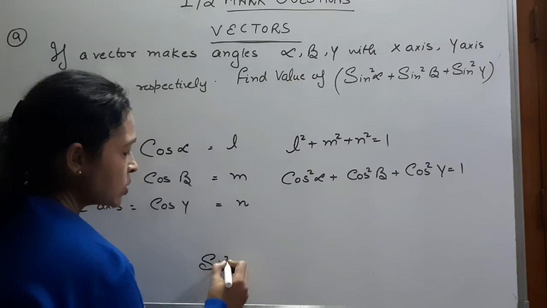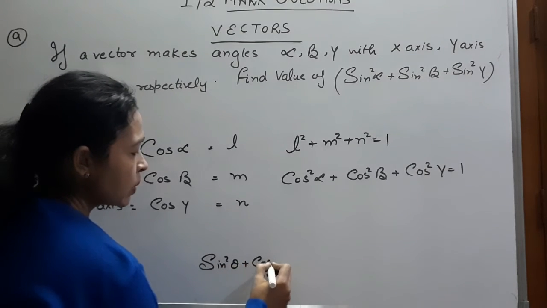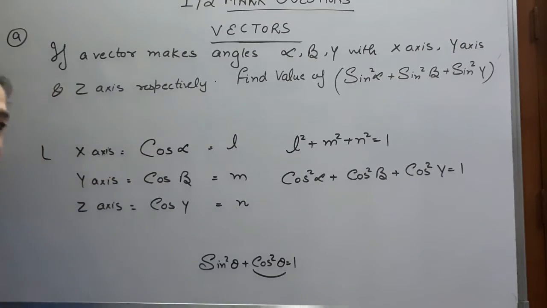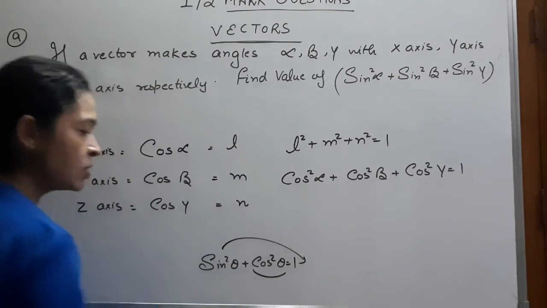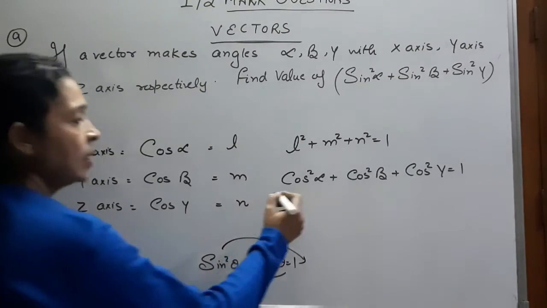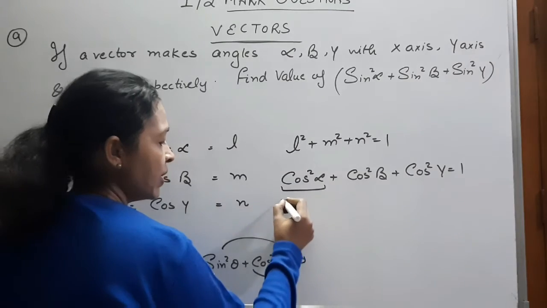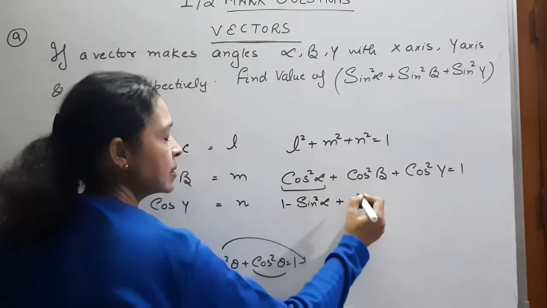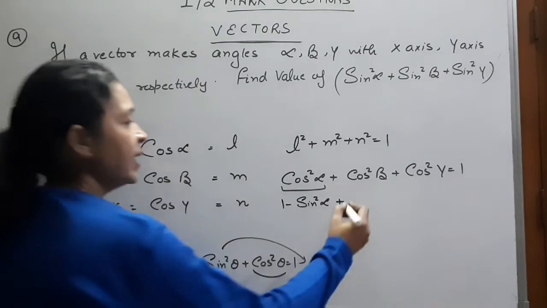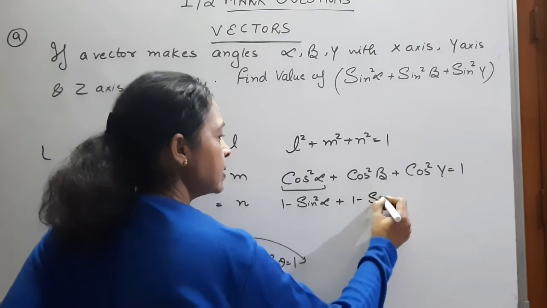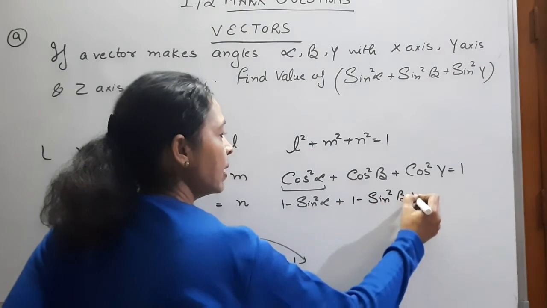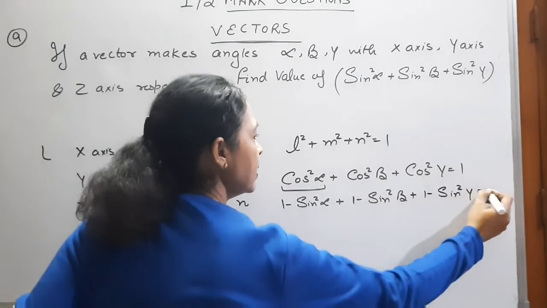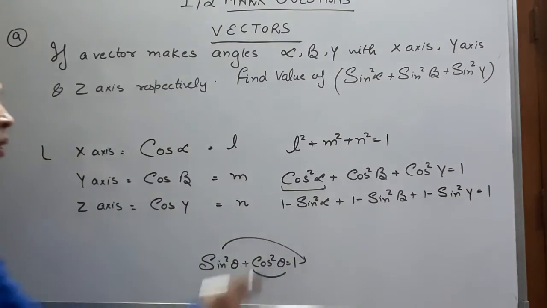We know sine square theta plus cos square theta is equal to 1. In place of cos square theta, we can write 1 minus sine square theta. In place of cos square alpha, we can write 1 minus sine square alpha, plus cos square beta can be written as 1 minus sine square beta, plus 1 minus sine square gamma, and this equals 1.